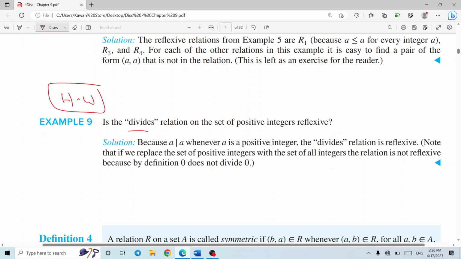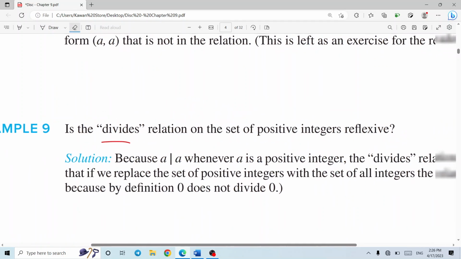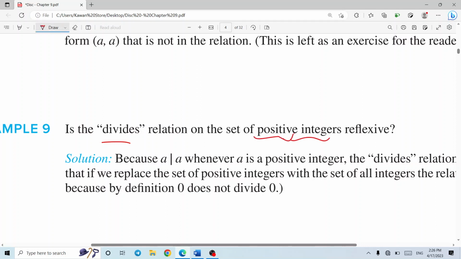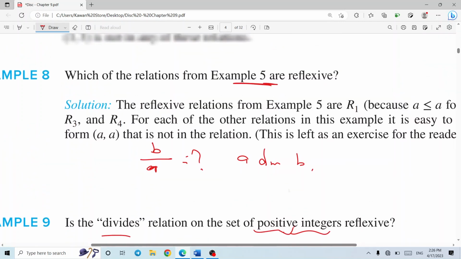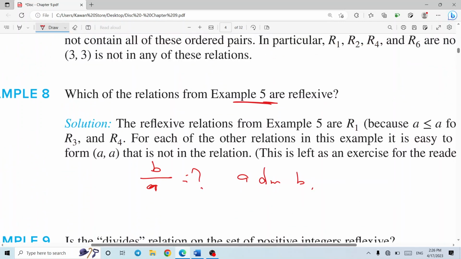Divides. Let me do it for you. So, okay. Divides relation on what? On positive integer. Divide this. You know what a divides is. A divides B. So that relation, or A divides B. That relation, do you remember? Is it reflexive or not, and why? Yalla.